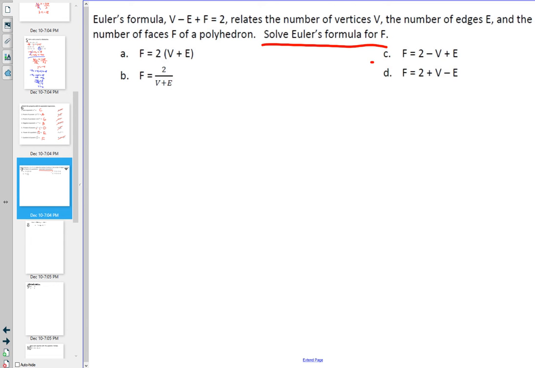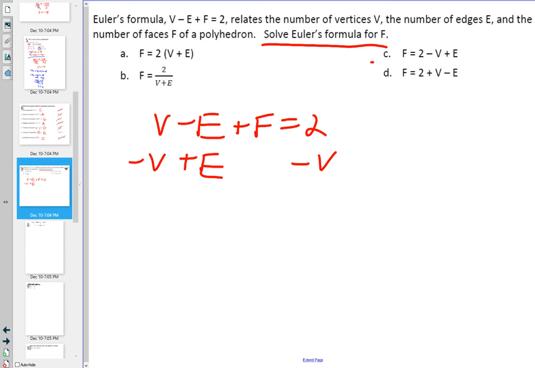So let's isolate. Let's isolate F. Minus V plus E. Yay, F is by itself. Minus V plus E. So which one of these have F by itself with a positive E, a negative V, and a positive V on the other side?